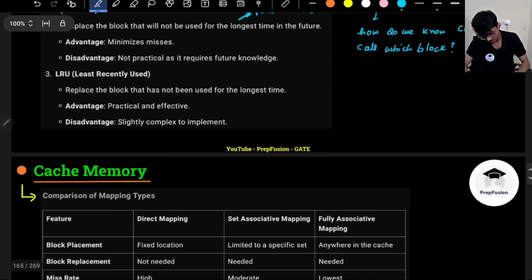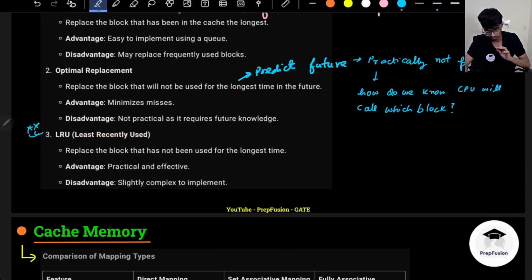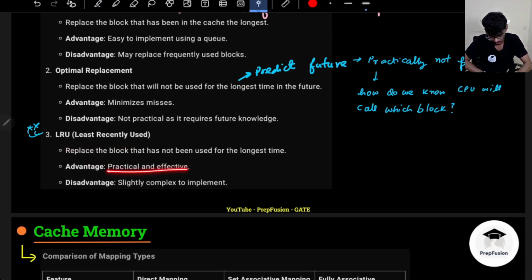Okay. Next is the LRU. LRU is actually what we use. This is the most important one, and for your placement and everything, this is the most important one. This will be the most used one. So LRU means the least recently used. Replace the block that has not been used for the longest period of time. This is the most practical and effective approach, but it is quite complex to implement.